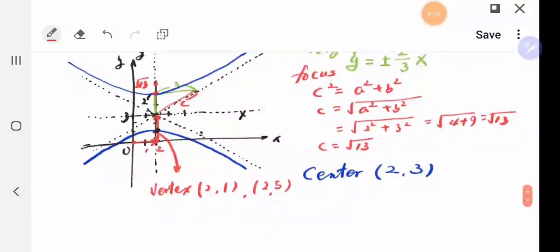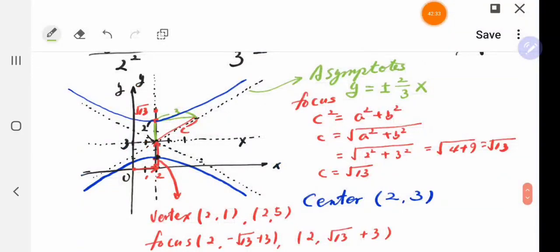Okay, how about the focus? The x coordinate is the same, and the focus y was negative square root of 13. But what we did is we shifted this one 3 units up, so plus 3. And the other one is x equals 2. Y was square root of 13, and then we increased this y value 3 units up. So that will be the focus.